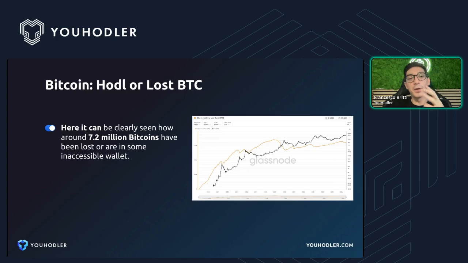Now, let's still focus on the on-chain data, and we can see that more than 25-30% of Bitcoin is, let's say, lost or in some type of inaccessible wallets. And as you can see, that number is pretty big. It's 7.2 million Bitcoin that are now inaccessible.